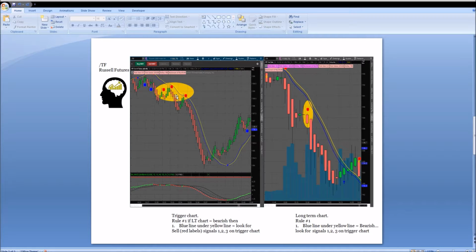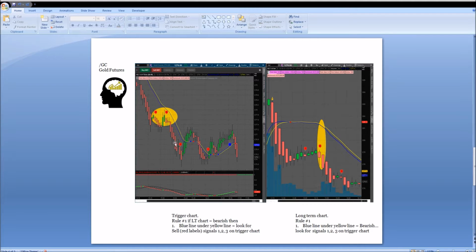So anyway, this is where it takes place on this chart. This is where the trigger chart entry signals are. So yellow oval equals yellow oval right there. So you can see how the two work together. That's all we're doing. We're just waiting for this chart to expose the trend, and then we're looking to take advantage of it.